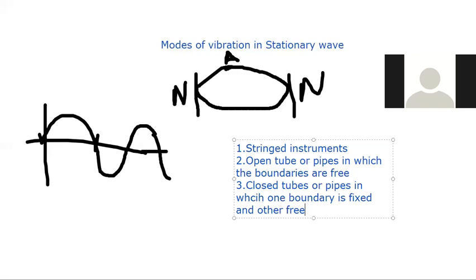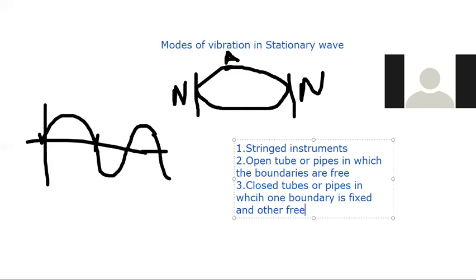And we can also look at the closed tubes or pipes in which one boundary is fixed and the other is free. These are some instruments, some of the trumpets and so on. It looks like the pipe. So I'm going to look at their mode of vibration and how it occurs.